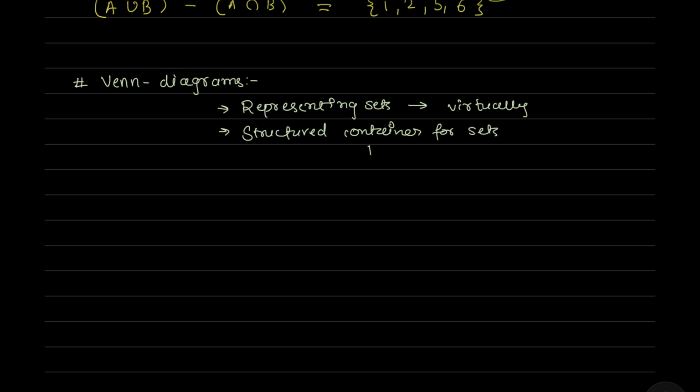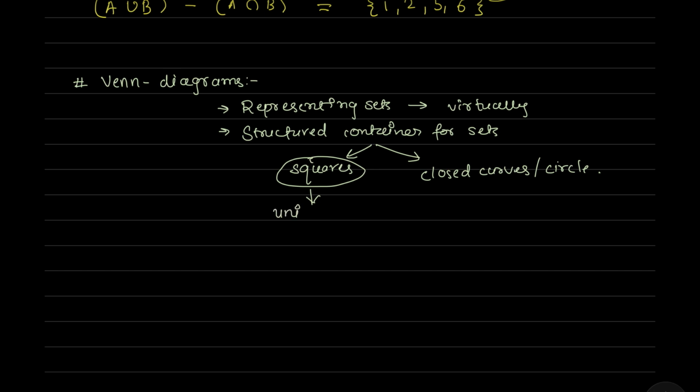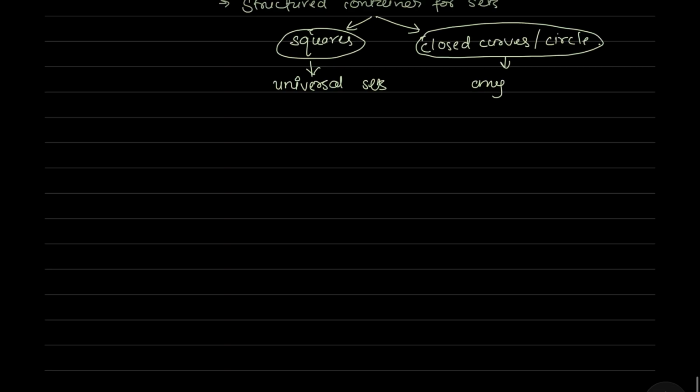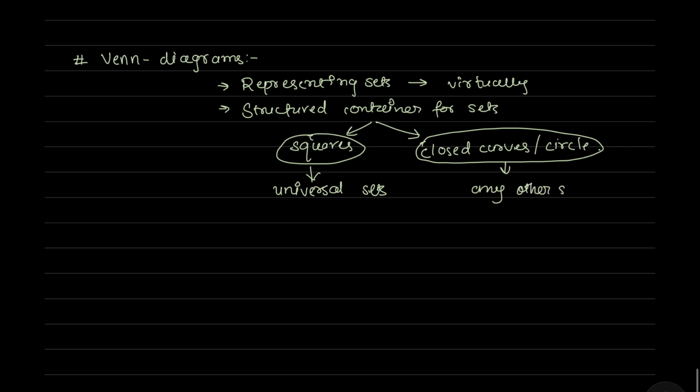What are these containers? These containers can be two things. It can be either squares or closed curves slash circles. One thing I need you to note is that squares are generally used for universal sets, whereas these closed curves or circles are used for any other set other than the universal set.